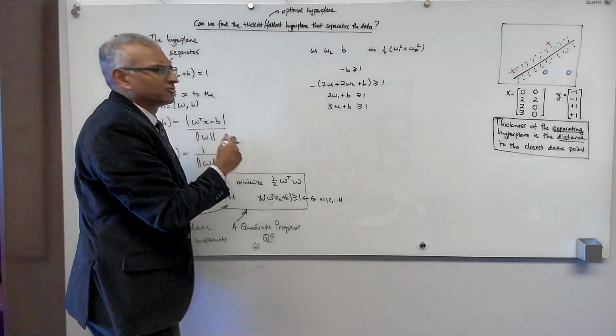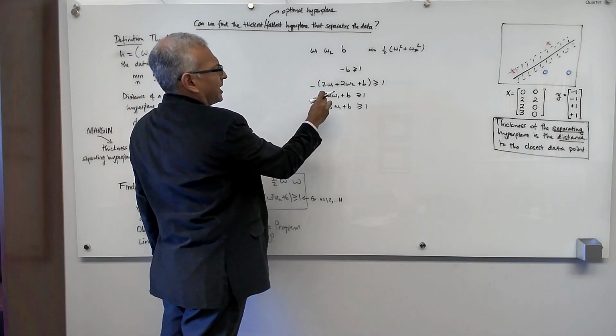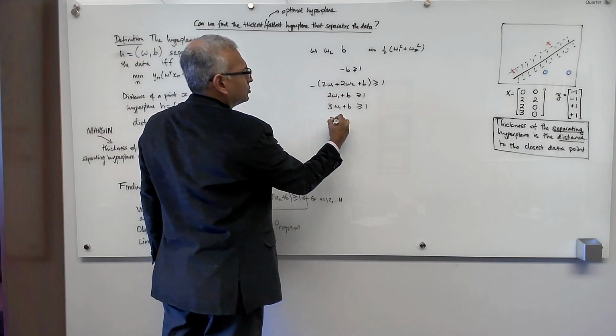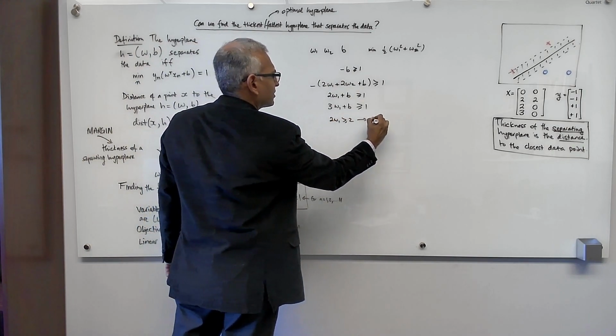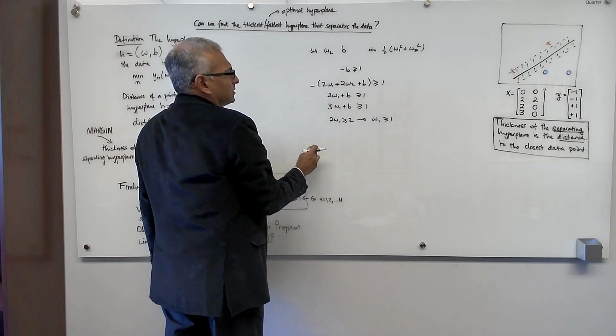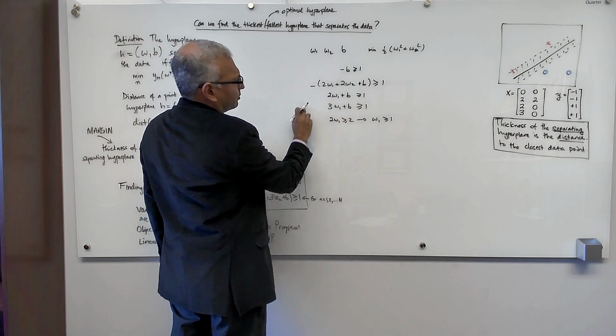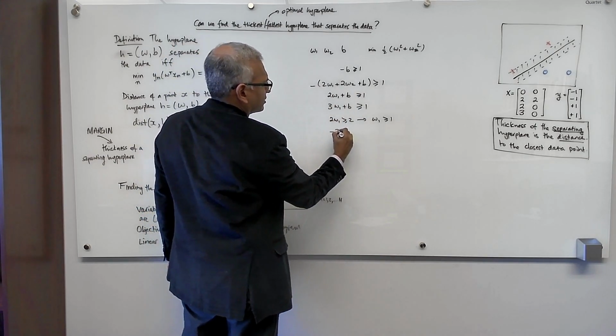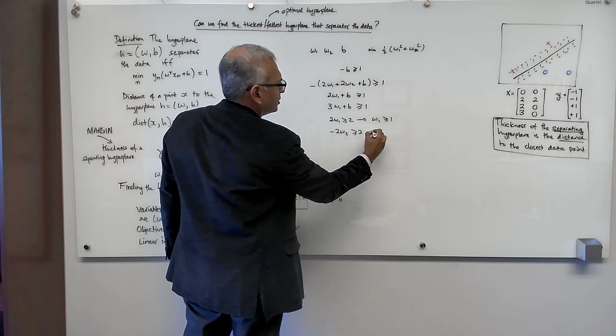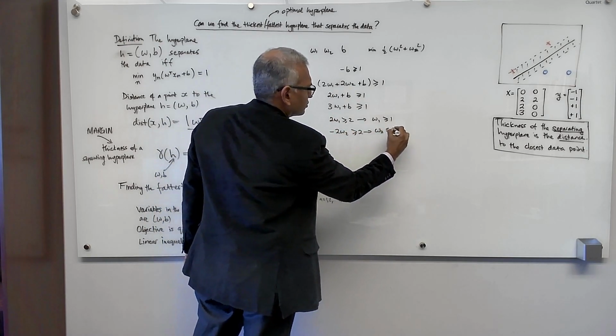Okay, so let's solve. If you add this and this, the b's cancel, so you get 2w1 greater or equal to 2. This implies w1 greater or equal to 1. If you add this and this, then the two w1s cancel, the b's cancel, so we get minus 2w2 greater or equal to 2. This implies that w2 less or equal to minus 1.